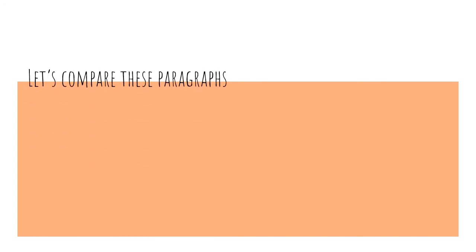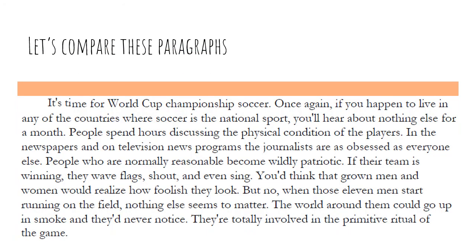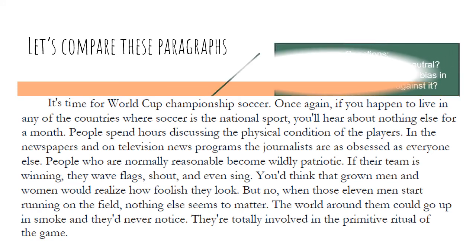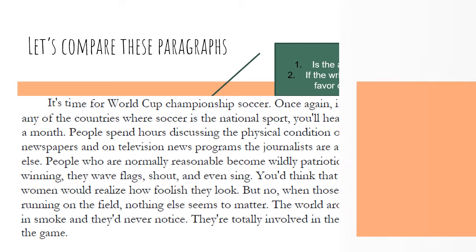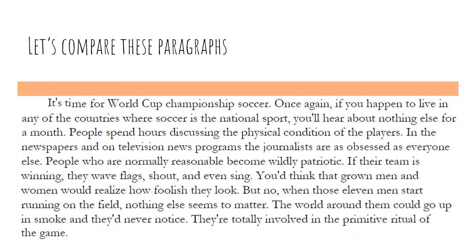Okay, now what do you think about this last paragraph? Pause a moment, read it closely, identify the connotative words, and find the meaning behind the language used here. And the question is similar. First, is the author biased or neutral? And the second, if the writer is biased, is the bias in favor of the topic or against it? You have to find whether the writer is biased, and after that, whether the bias is in favor of the topic or against it. Okay, you can pause a moment. So what did you get?